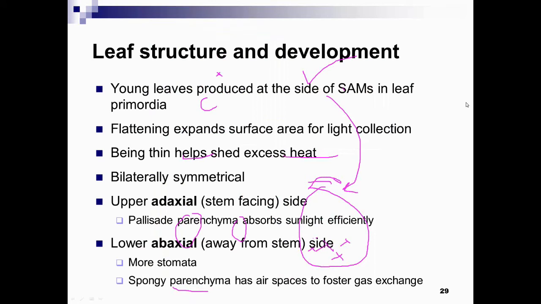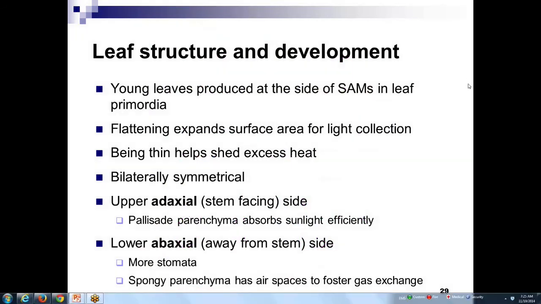Okay, so now let's move on and look at a little bit more at leaf structure and development. So we've looked at stems. We've looked a lot at the different aspects of stems and meristems and primary tissues. Let's now look at leaves a little bit more. So young leaves are produced at the sides of shoot apical meristems in areas called leaf primordia. So leaf primordia are basically baby leaves, and they're produced just to the side of the shoot apical meristem. We'll see a picture of that in just a minute. So on either side of the SAM, you'll find the leaf primordia.